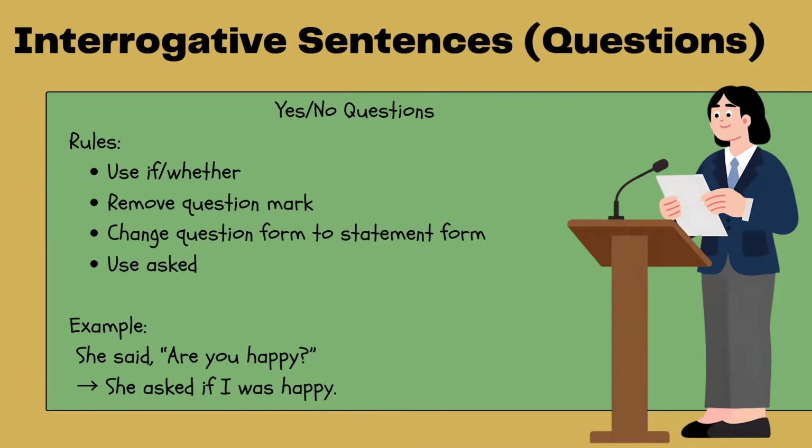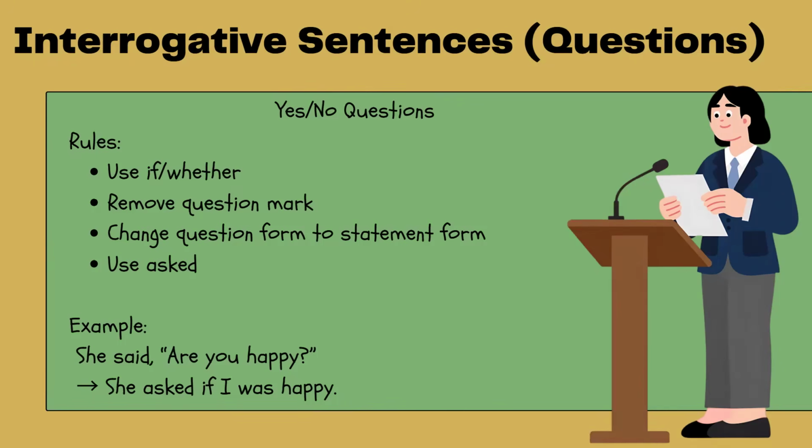Now comes the second form of sentence, that is the interrogative sentence. Simply yes or no questions. For yes or no questions, instead of "that," you're going to use "if" or "whether." This is a very important rule that you need to mention. Remove the question mark when you are converting the question into reported speech. Change the question form to the statement form and use "asked" or "inquired," the interrogative reporting words. For example, she said, "Are you happy?" That will be converted into she asked if I was happy.